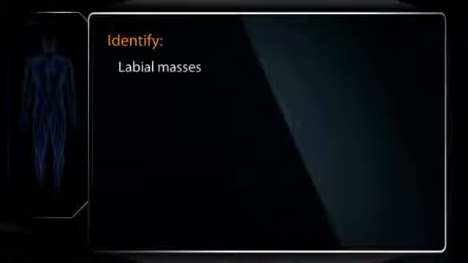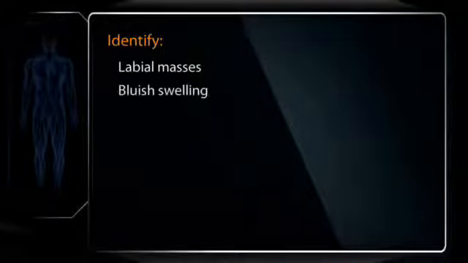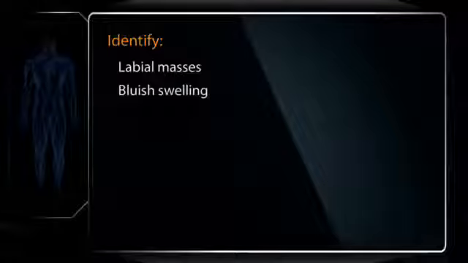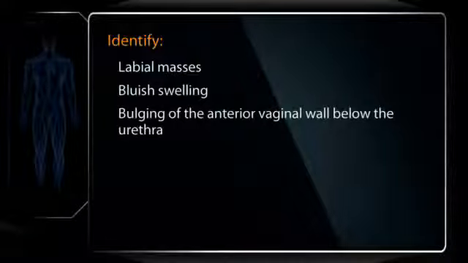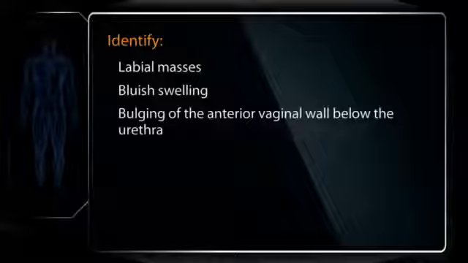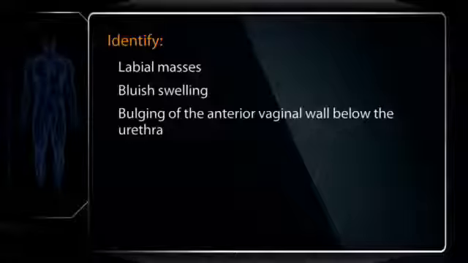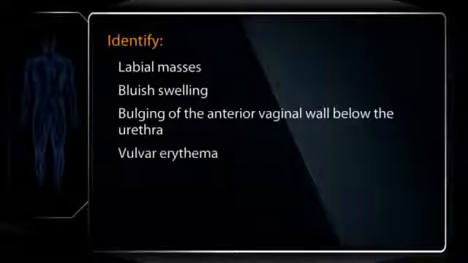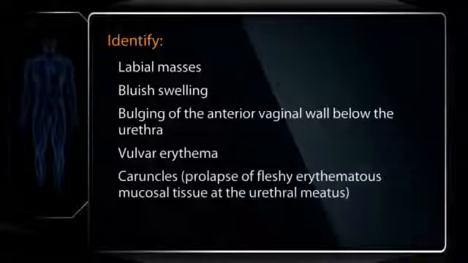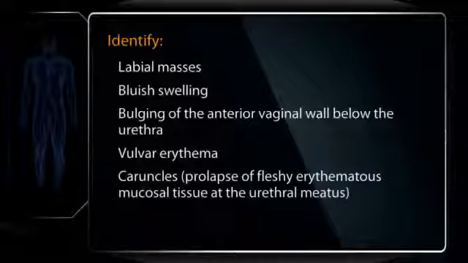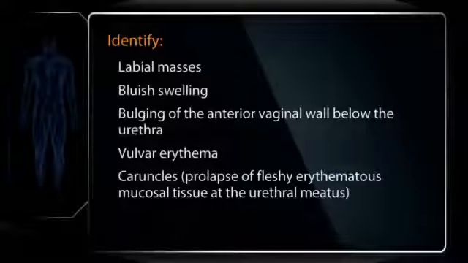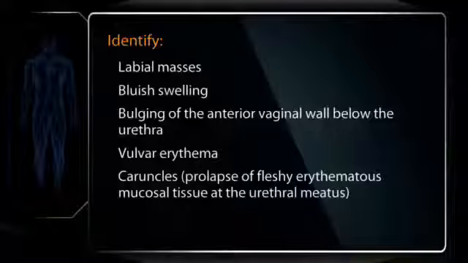Identify any labial masses. Note that bluish swellings may be varicosities. Bulging of the anterior vaginal wall below the urethra may indicate a urethrocoel or urethral diverticulum. Look for any vulvar erythema. Inspect the urethra for caruncles or prolapse of fleshy erythematous mucosal tissue at the urethral meatus.